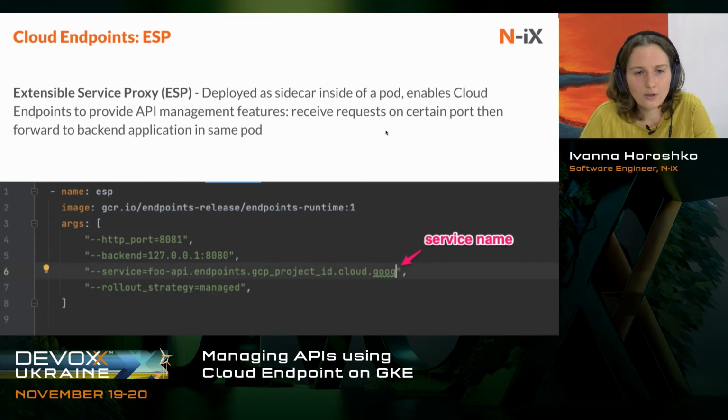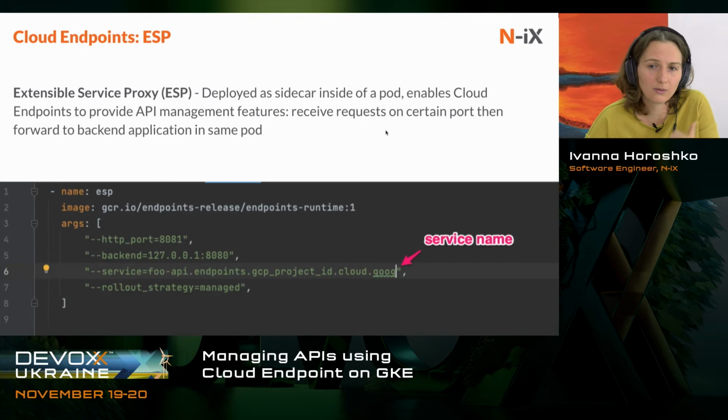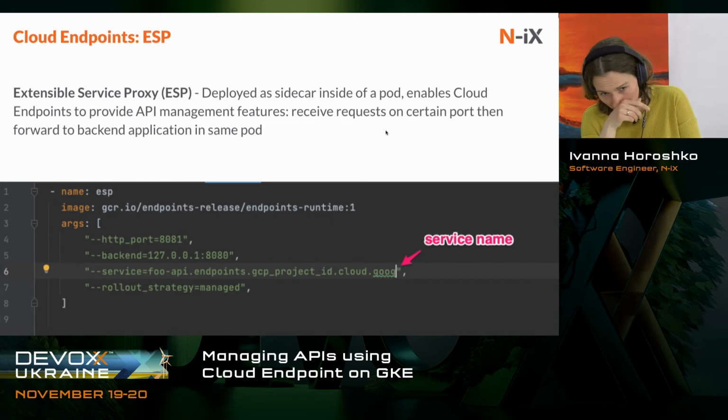And then below it, there is some configuration. First of all, you state the HTTP port, so on which port ESP will be listening. Then the backend, to which port it will forward requests to your application. As they're deployed on the single pod, they are using localhost. Then you have a service. So ESP is connecting to the service that we've been talking about on the previous slide to be able to get this Open API specification and actually validate requests according to it. And the last one, rollout strategy managed.